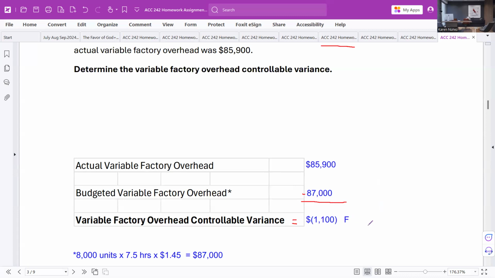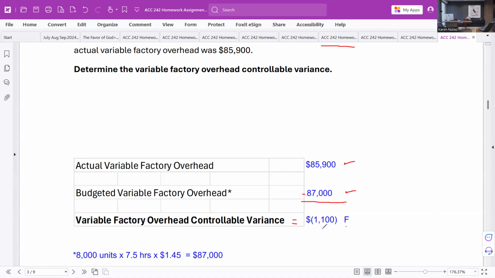So what does it tell us? It tells us that they spent less on the variable overhead than the budget allows for. They only spent 85,900. The budget was 87,000. They spent less, hence a favorable variance, right? A favorable variance. So a cost variance, it's favorable when you spend less, right? It's unfavorable when you spend more. And we've looked at all three so far. We've looked at the materials model, we've looked at the labor model, and we've looked at the variable overhead model.